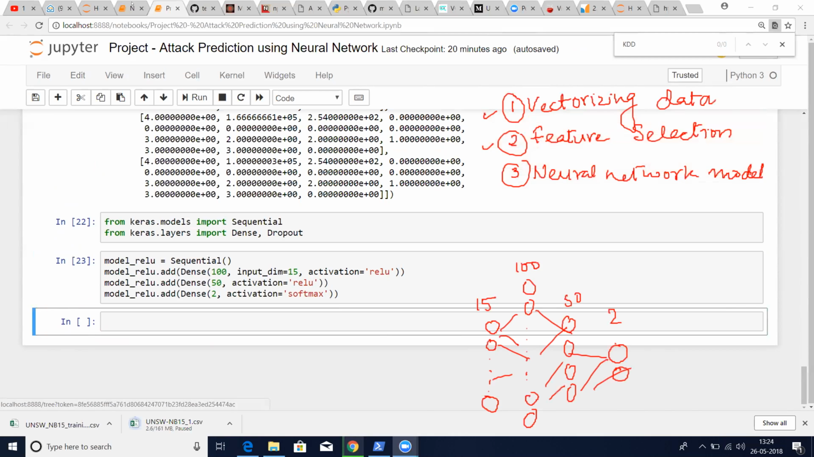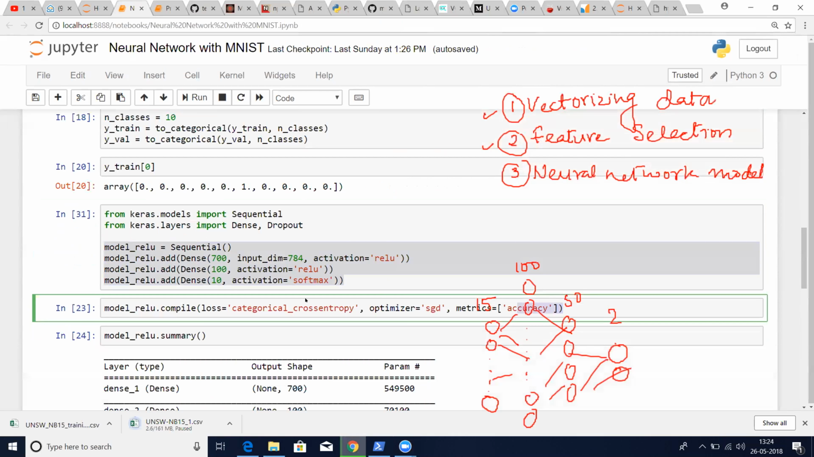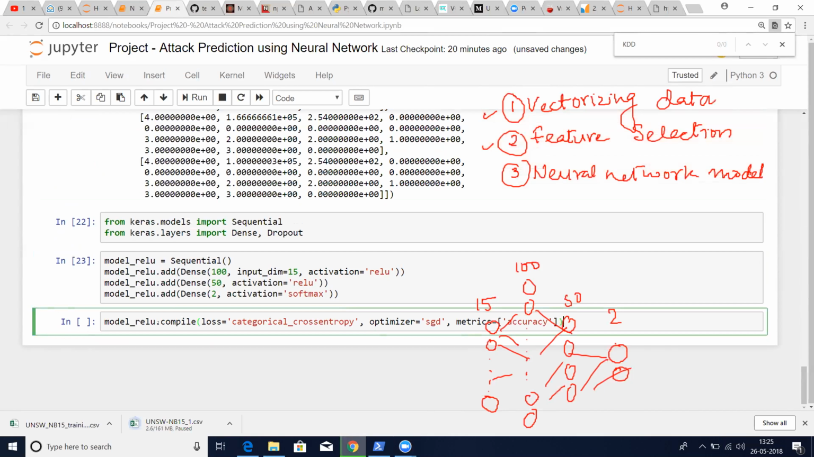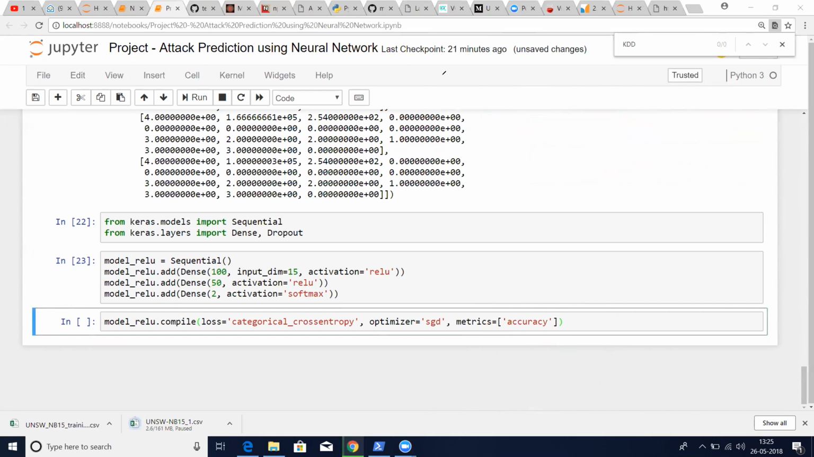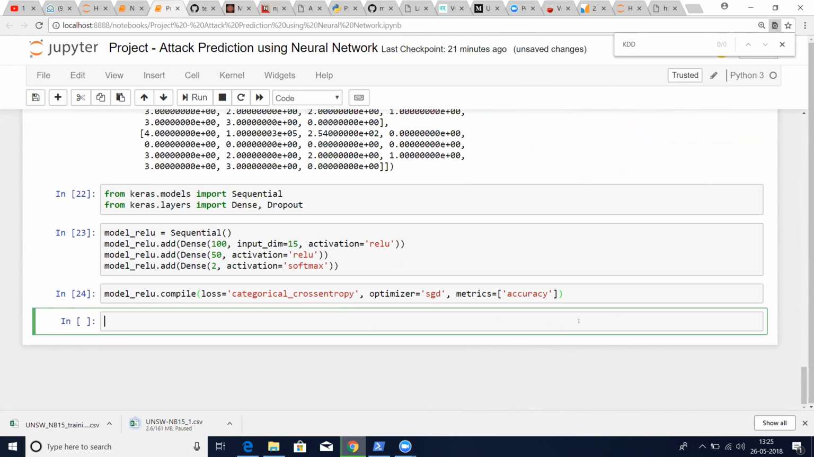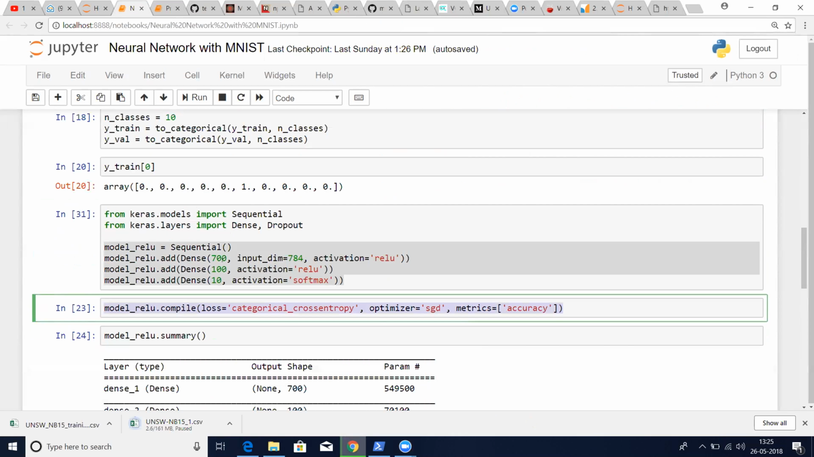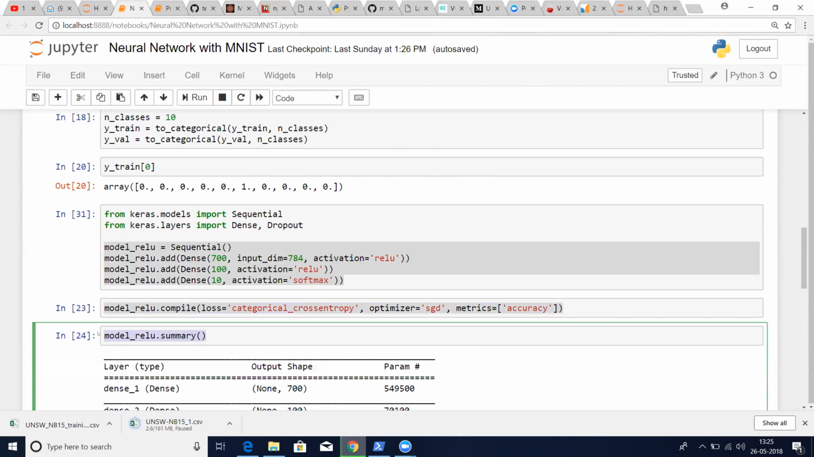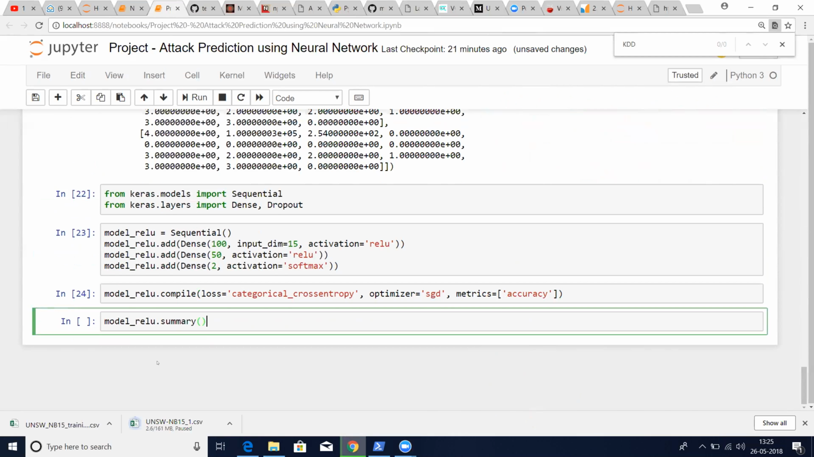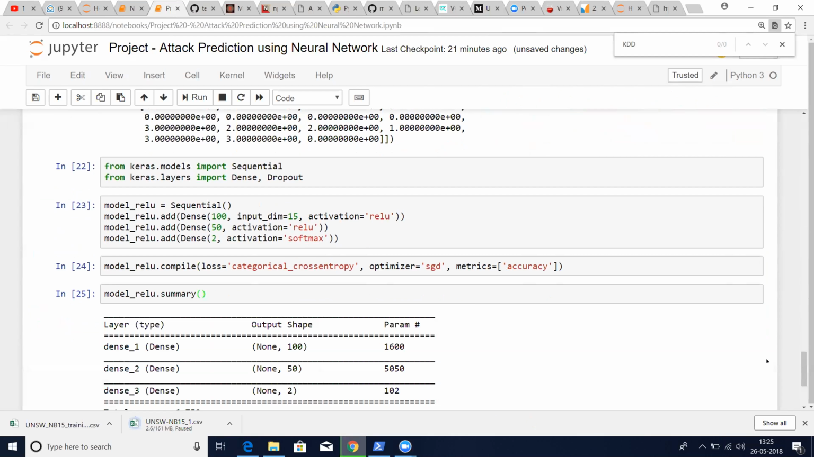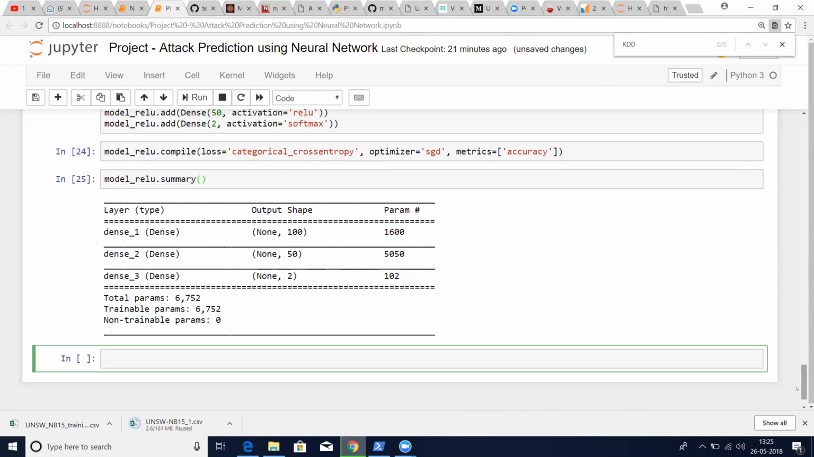Of course, after this stage you need to do some configuration also. So this is your configuration. After this, what is the next thing that you should be doing? You should print the summary of the entire neural network. Everybody is clear about the numbers here? Okay.